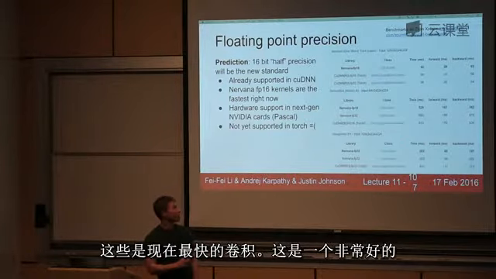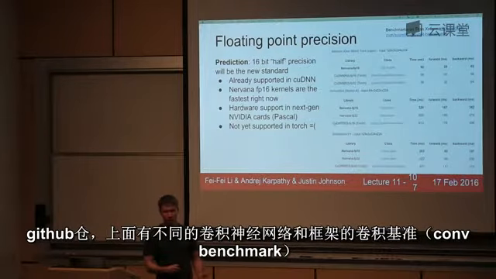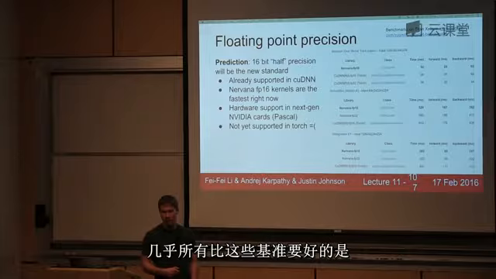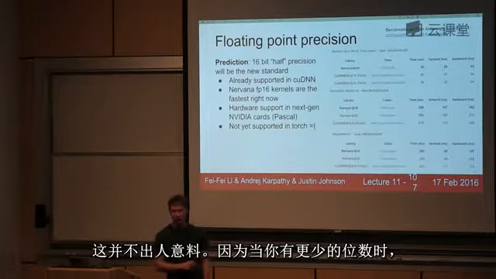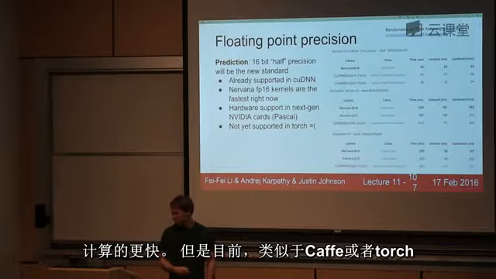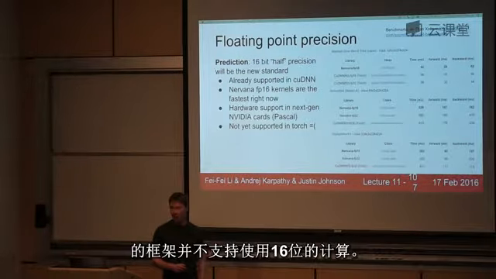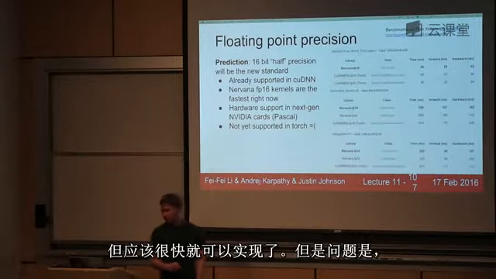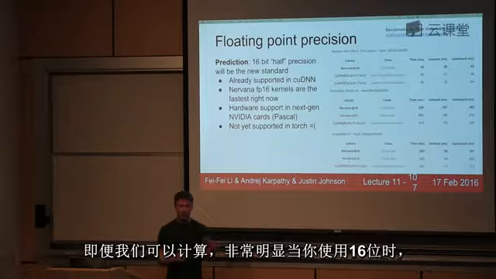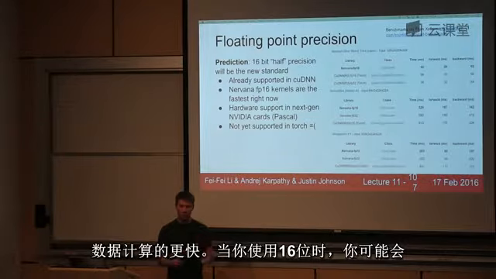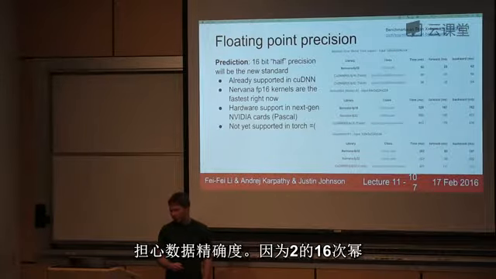There's this nice GitHub repo that has different kinds of ConvNet benchmarks for different types of convolutions and frameworks. Pretty much everything winning all of these benchmarks right now are these 16-bit floating point operations from Nervana, which is not surprising, because with fewer bits it's faster to compute with them. But right now, there's not yet framework support in things like Caffe or Torch for utilizing this 16-bit computation. It should be coming very soon. But the problem is that if you have 16-bit numbers, you can compute with them very fast, but once you get to 16-bit, you might actually be worried about numeric precision.